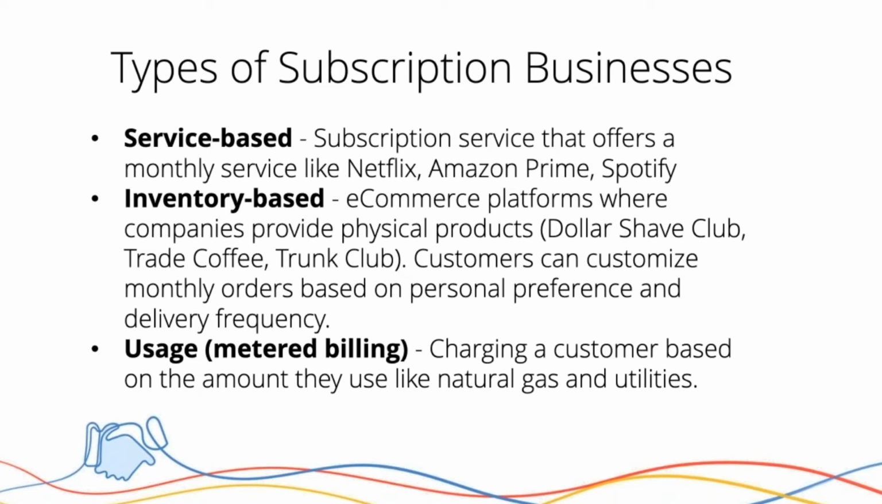And then you have this metered billing. So you're charging a customer monthly based on how much you use, right? So utilities already follow that model. But like I said, AWS kind of changed that game and brought in this cloud infrastructure model also based on usage.